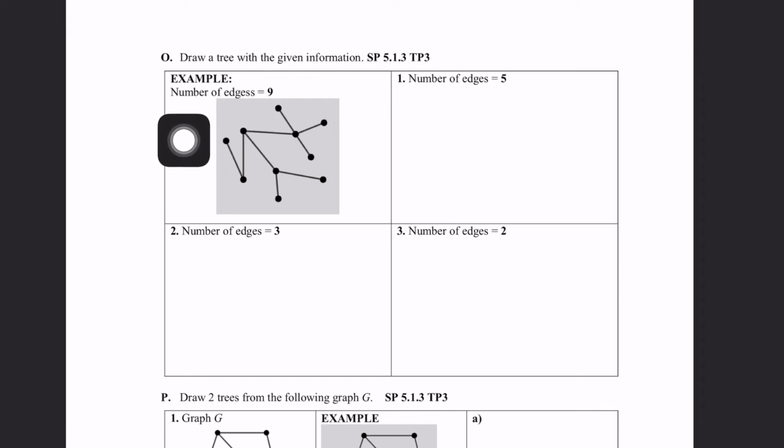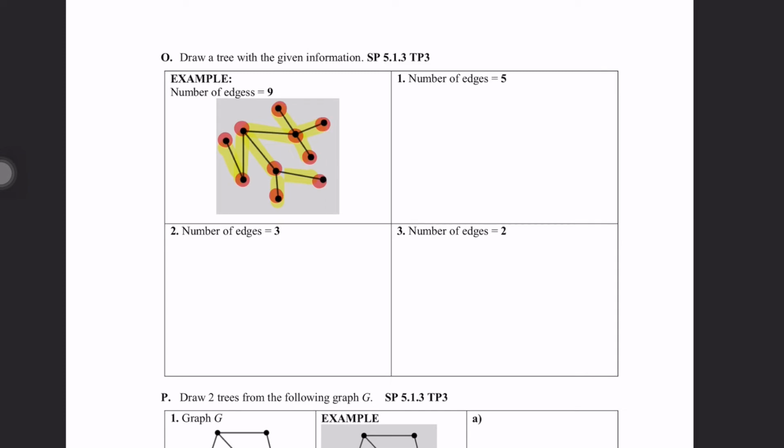Okay, next. Draw a tree with the given information. Okay. So di sini dia ada number of edges 9. Okay, so dia lukislah ada 9 edges. So 1, 2, 3, 4, 5, 6, 7, 8, 9. So bila kita ada 9 edges, kita punya vertices ada 1, 2, 3, 4, 5, 6, 7, 8, 9, 10. Dia mesti lebih 1.